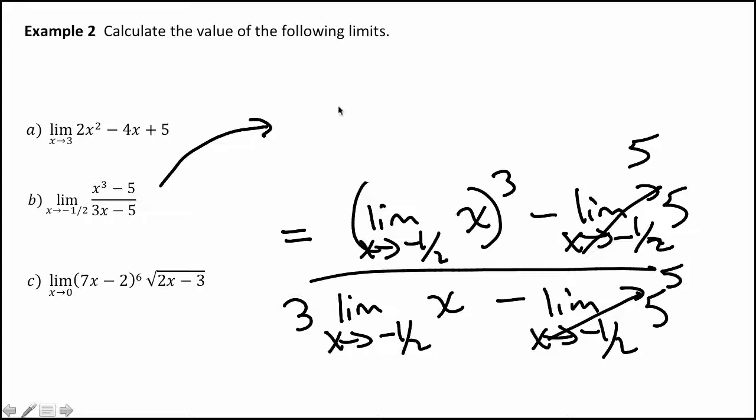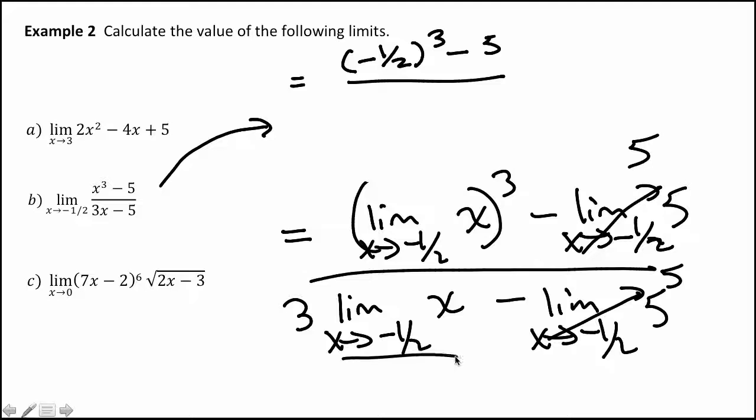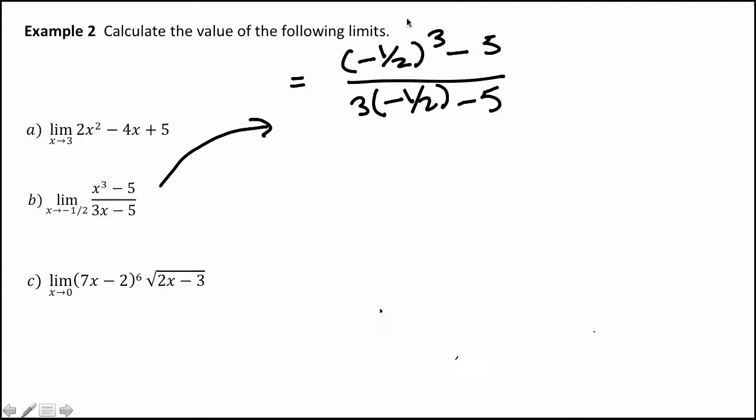Okay, let me just write it over here. So this is going to be negative 1/2 cubed minus 5, divided by, this is going to be negative 1/2 as well, remember, just replace it. So 3 times negative 1/2, and then minus 5. Alright, so now we have negative 1/2 cubed, which is negative 1 cubed is negative 1, 2 cubed is 8. So we have negative 1/8 minus 5. And then 3 times negative 1/2.